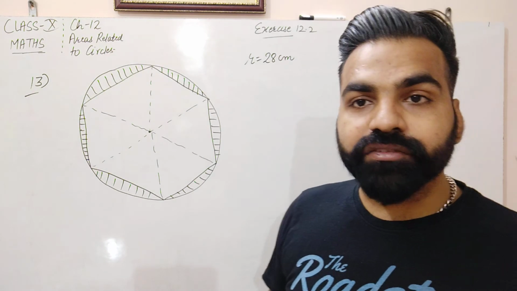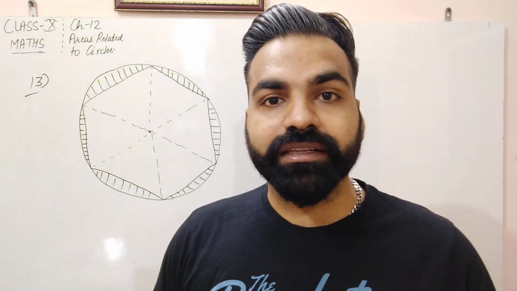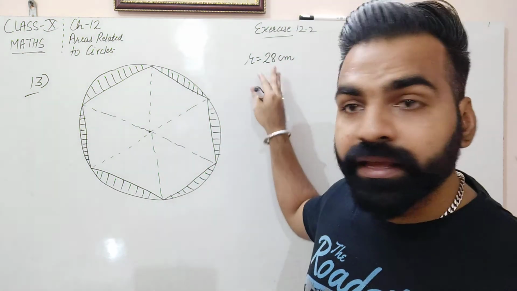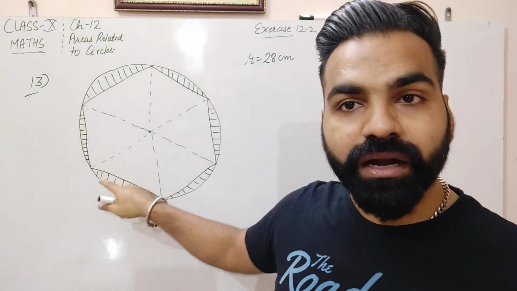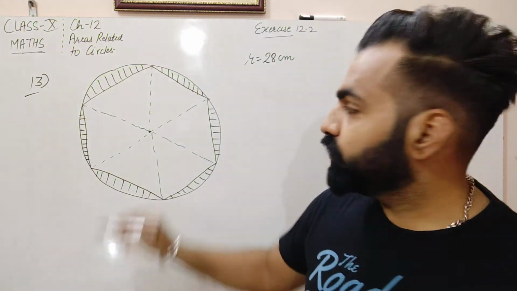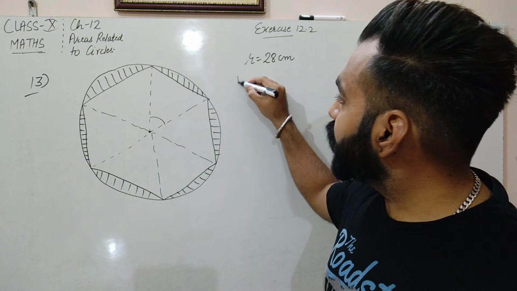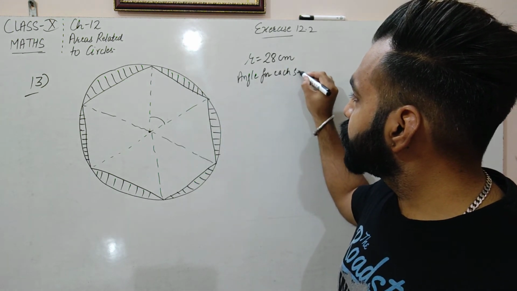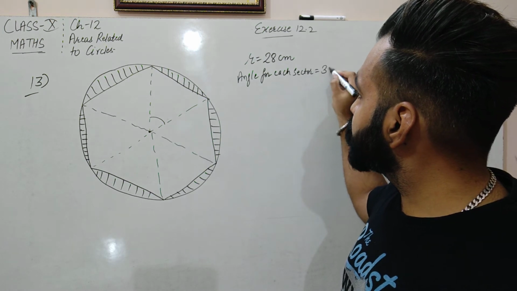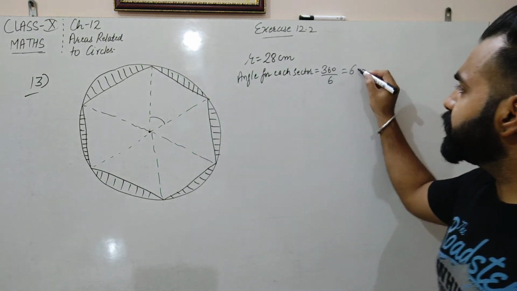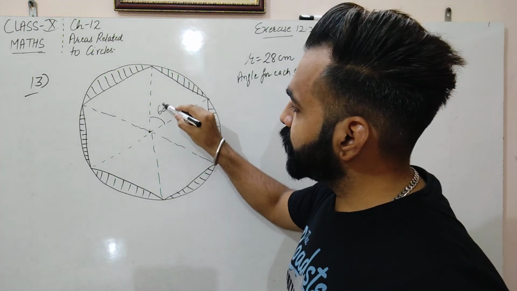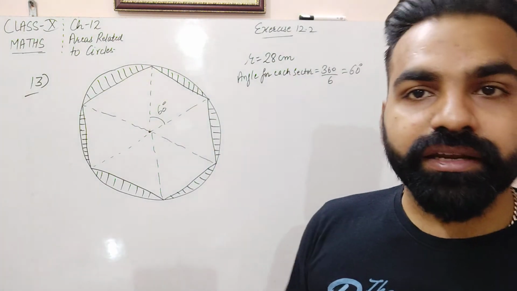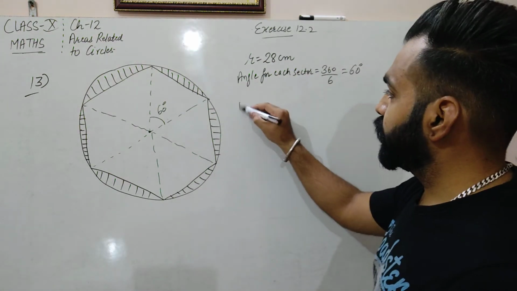For finding the area of minor segment, we need radius and the angle. Radius is given and there are total 6 equal parts. So we can find the angle also, this theta. So angle for each sector will be equals to 360 by 6, that means 60 degree. So this will be the angle. Now we can easily find the area of the minor segment.